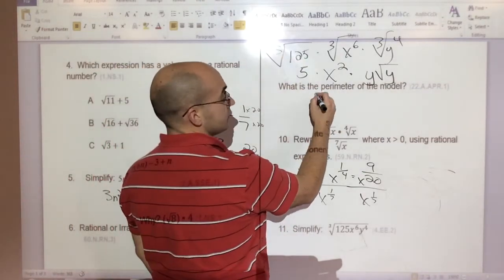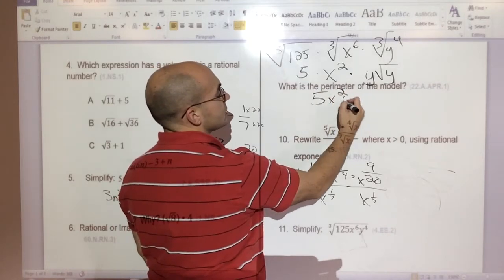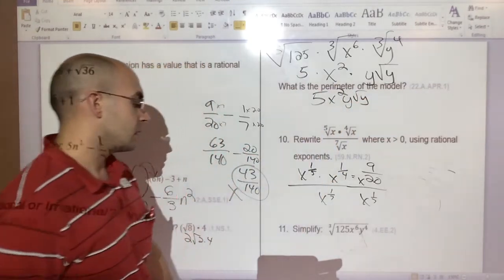So when I put this back together, I'm just going to squeeze it together here. 5x squared y root y. That's my answer. All right.